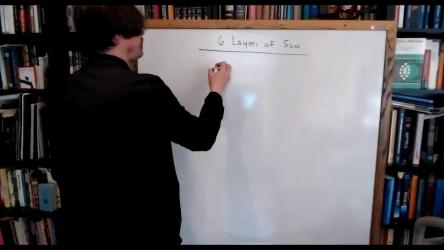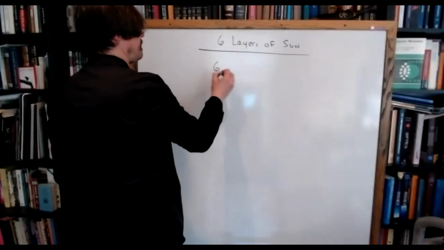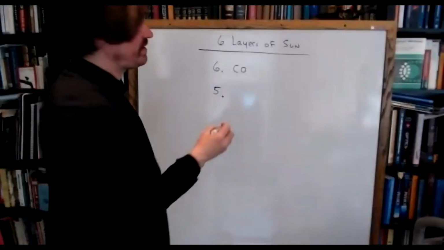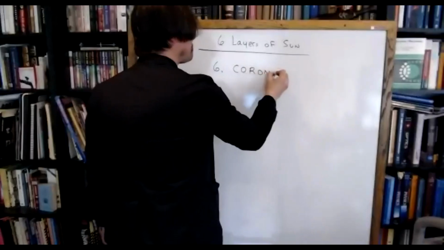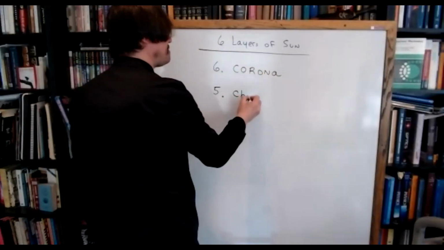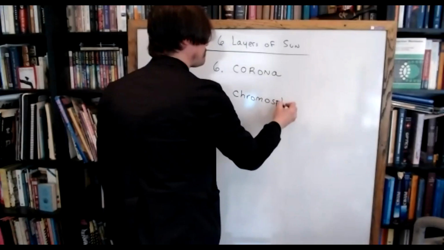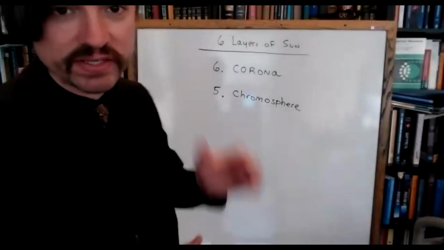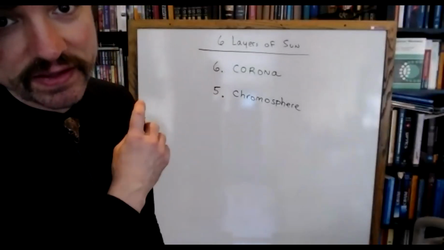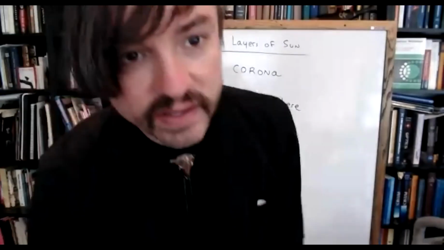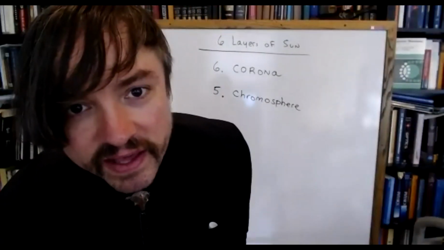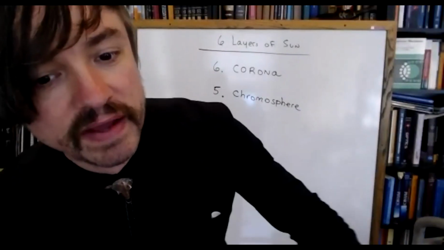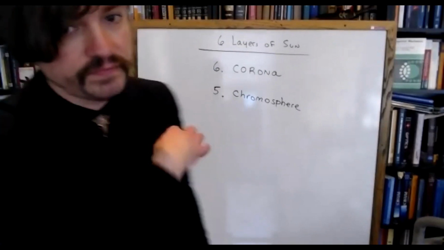Okay, let's start with the outermost layers of the sun. Layers 6 and 5 are called, wait for it, the corona and the chromosphere. Do you know why they call the coronavirus the coronavirus? Because the little protein spikes at the edge of the virus resemble the corona of the sun. It's named after the sun.